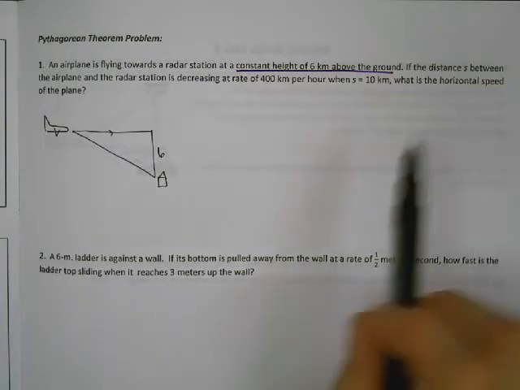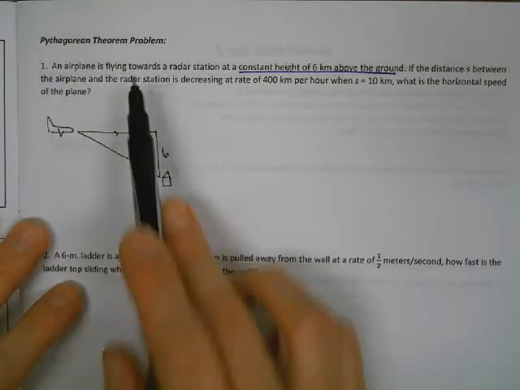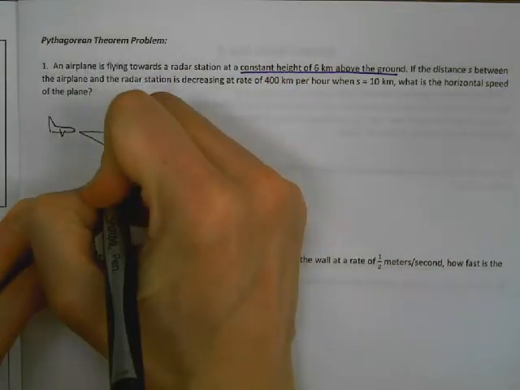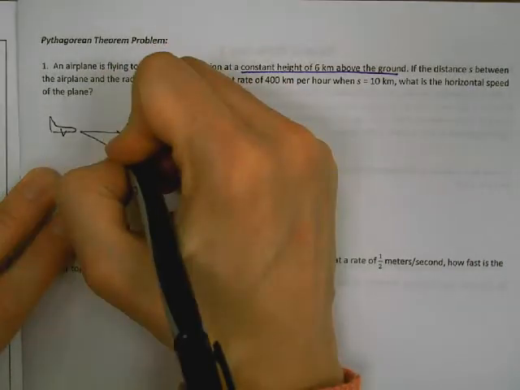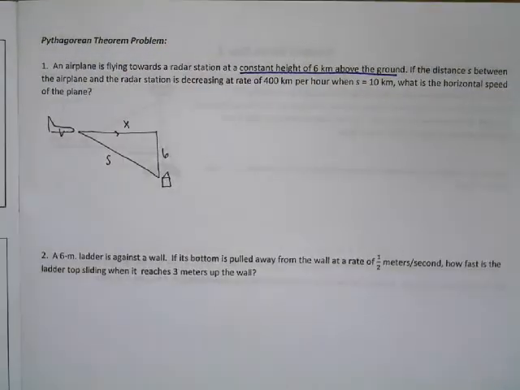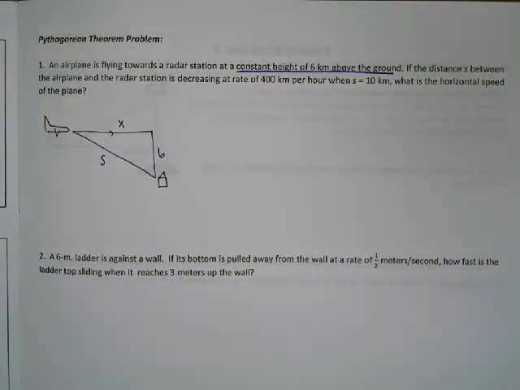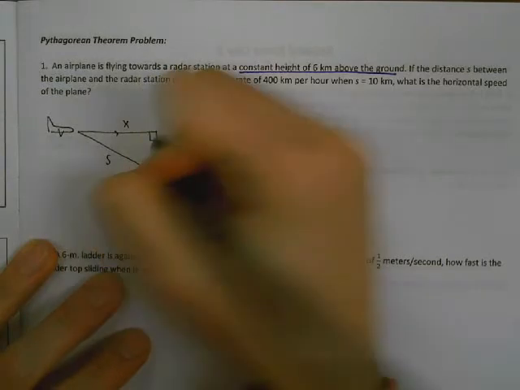So now I have, let's keep reading, the distance s between the airplane and the radar station. So the distance between the airplane and the radar station is going to be this distance here. And then I'm going to call this x, because it doesn't define a variable for me. So there's my picture. I've got a right triangle.